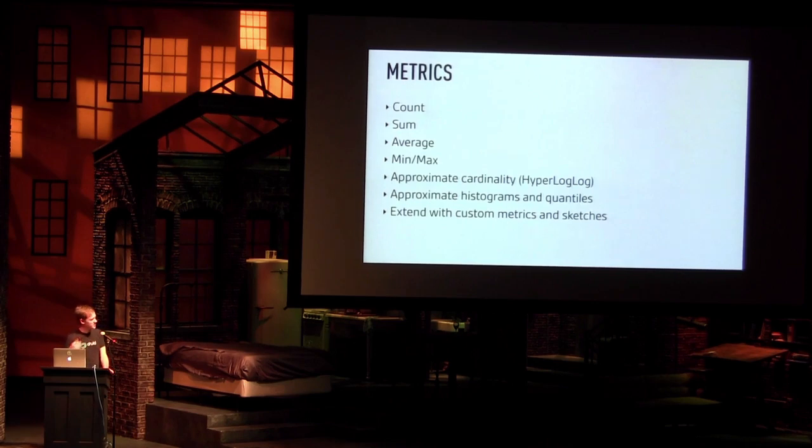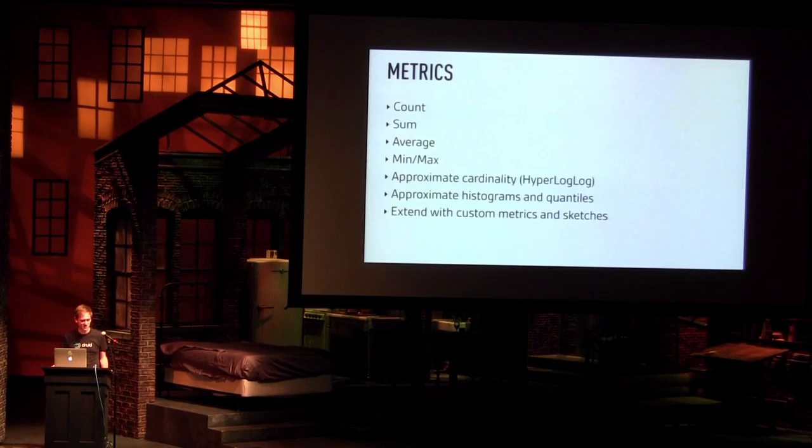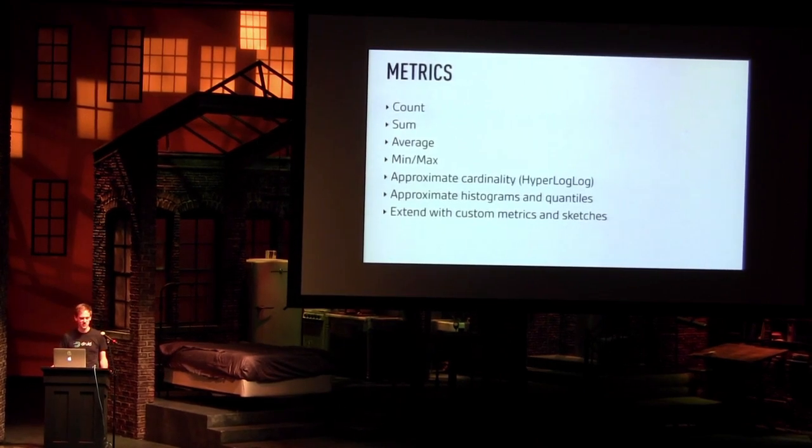So these are the supported metrics by Druid. You have the basics: count, sum, average, min, and max. You also have some fancier ones. So there's approximate cardinality using hyperloglog, the famous algorithm. And that's usually used for stuff like computing approximate numbers of unique users.